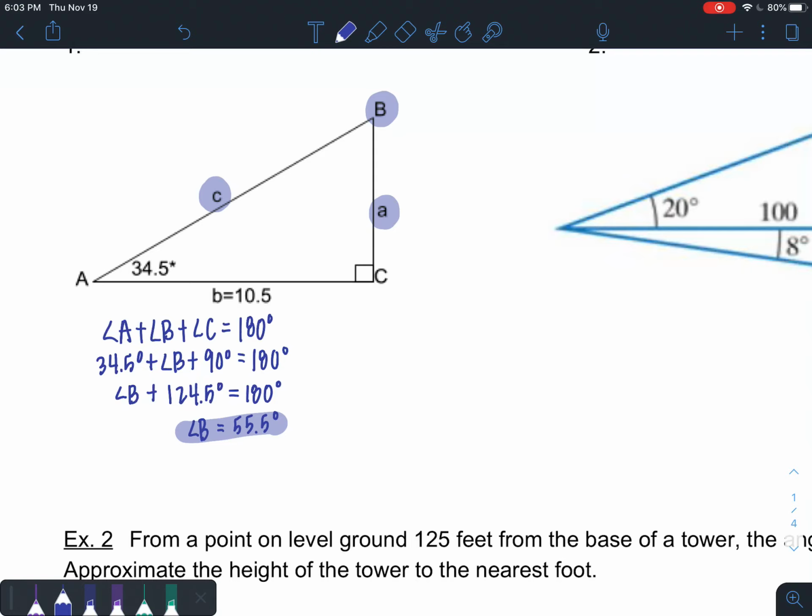So let's go ahead and do, we're going to use this angle here and this side here. So, and we'll find A. I'm looking for the opposite side. I have the adjacent side. So I'm going to use tangent of that 34.5 degrees is equal to A over 10.5. Now we have to remember to put our calculator in degrees as to not make any mistakes. So I'm going to go ahead and pull up my calculator.